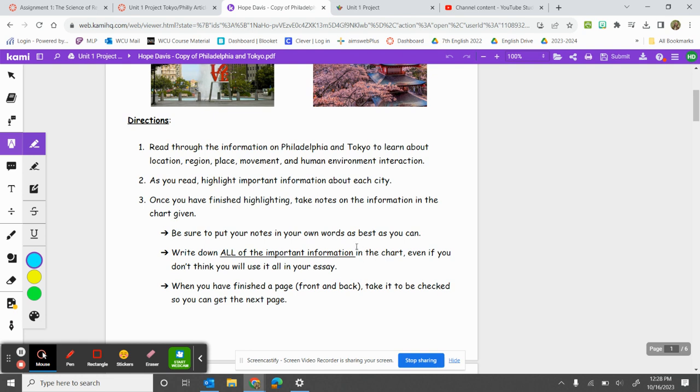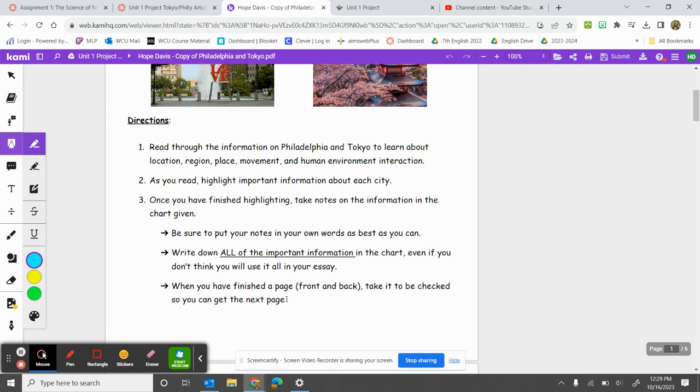Like I mentioned in the last video, you're choosing 3 out of the 5 themes of geography. You're still going to take notes on all 5 themes. Some have more similarities, some have more differences, and some might not even really be useful at all, and that's okay.